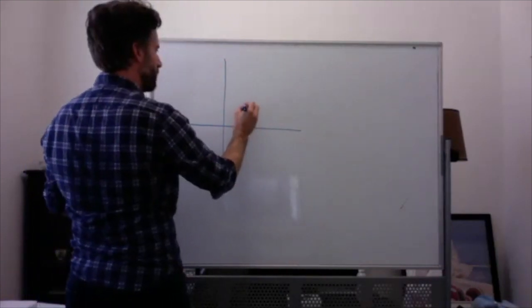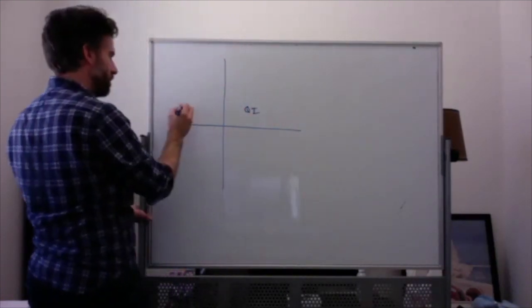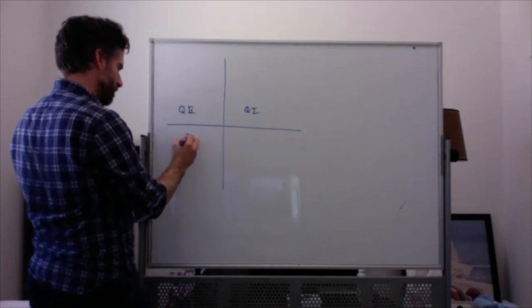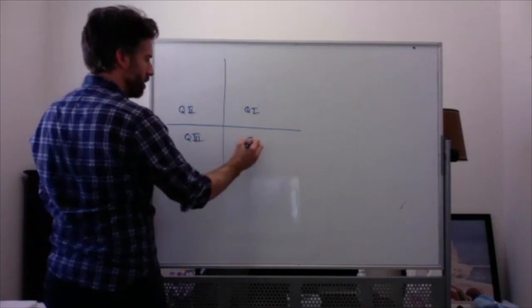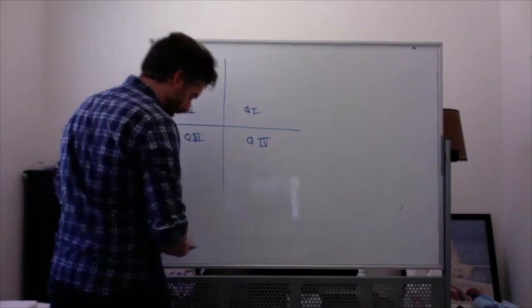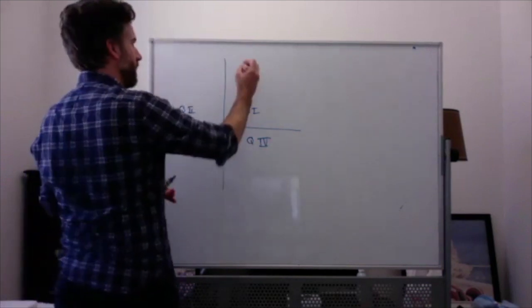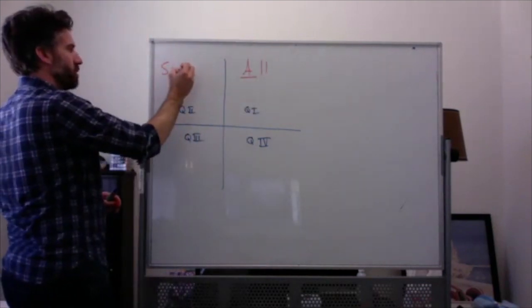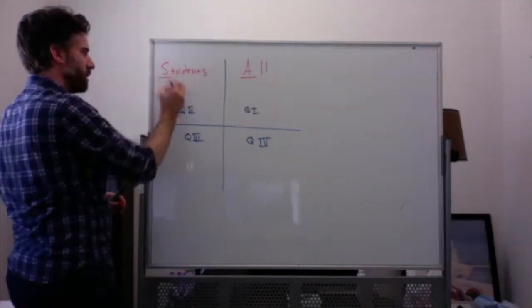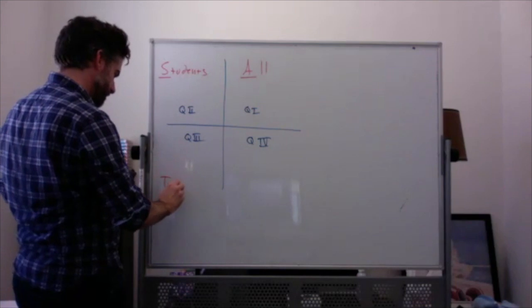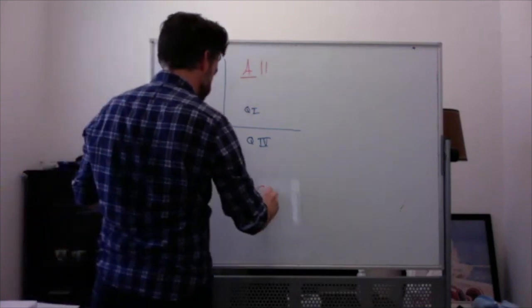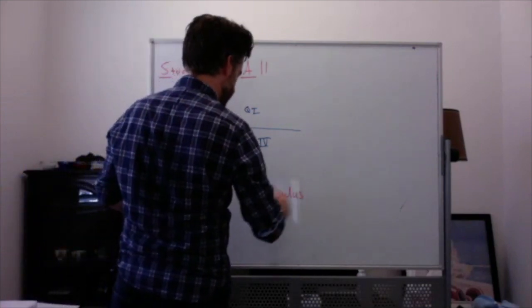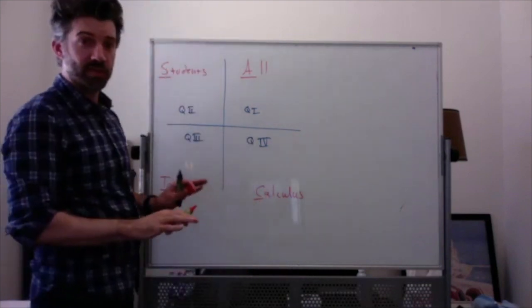So the mnemonic device is, here's Q1, quadrant 1, Q2, Q3, and Q4. And the mnemonic device is that All Students Take Calculus. Well, I should say, that's the PG version of the mnemonic device.